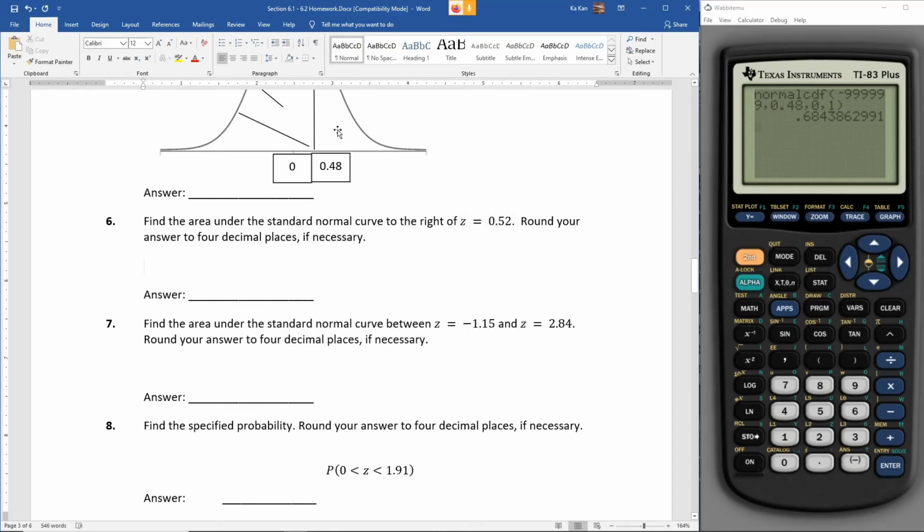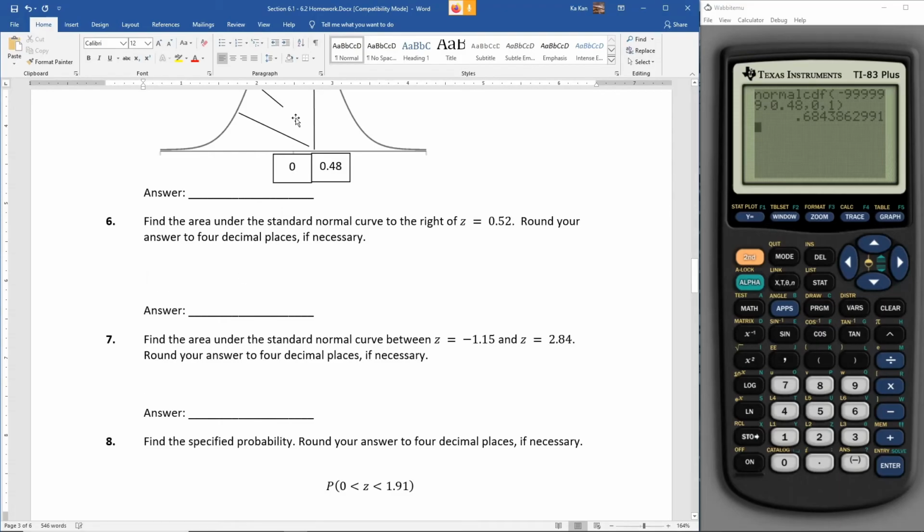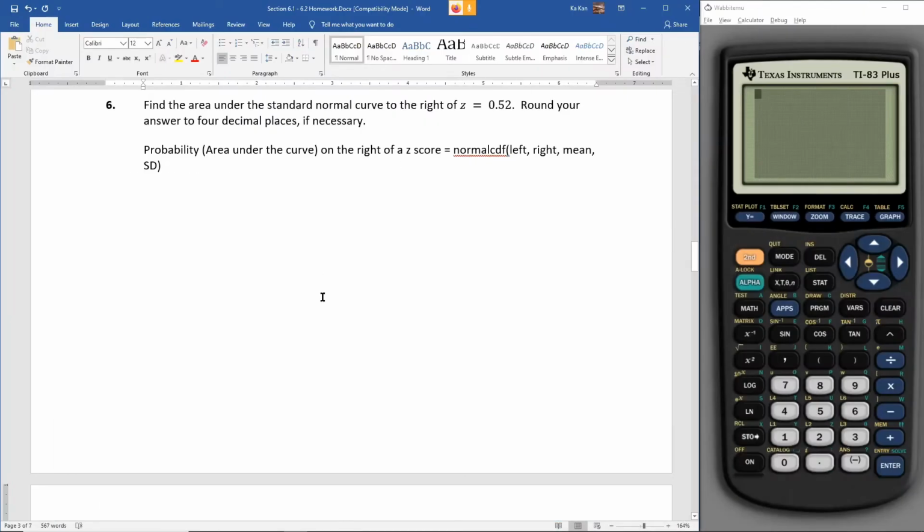This time it's to the right. So let me answer. For number 6, this time is to the right of the z-score. So now we're looking at the curve to the right of z equals 0.52.